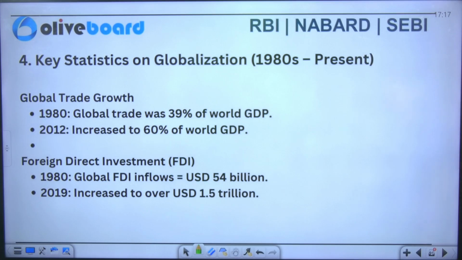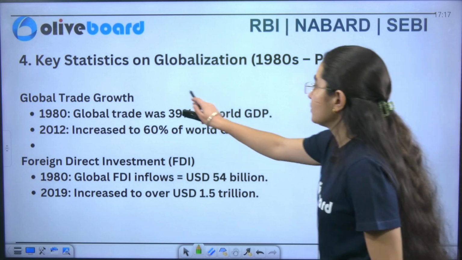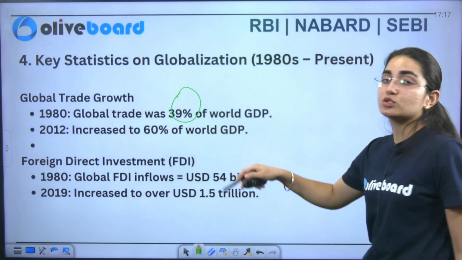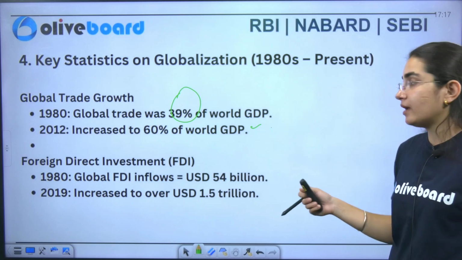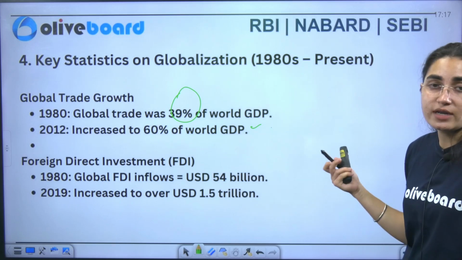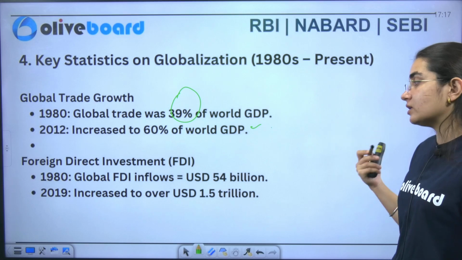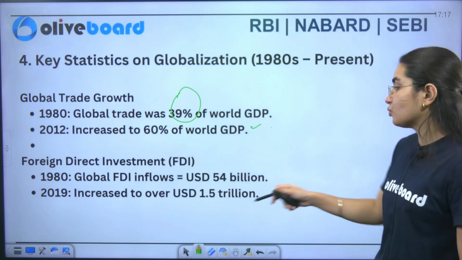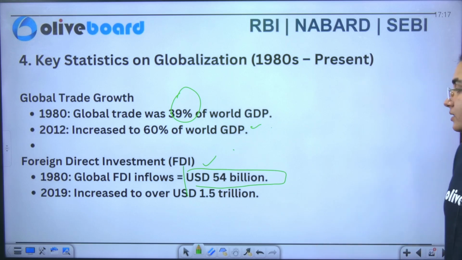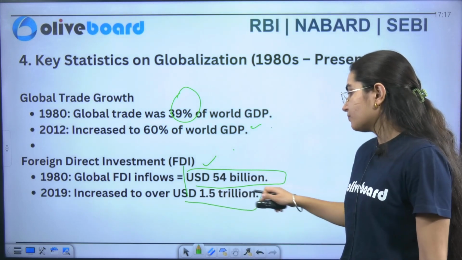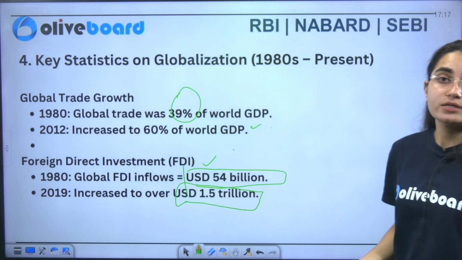Next, you have key statistics on globalization, from 1980 to the present. Global trade in the 1980s was just 39% of world GDP. In 2012 it increased to 60% of world GDP. Similarly, if I talk about FDI, in the 1980s global FDI inflows were just USD 54 billion, and in 2019 they rose to USD 1.5 trillion.